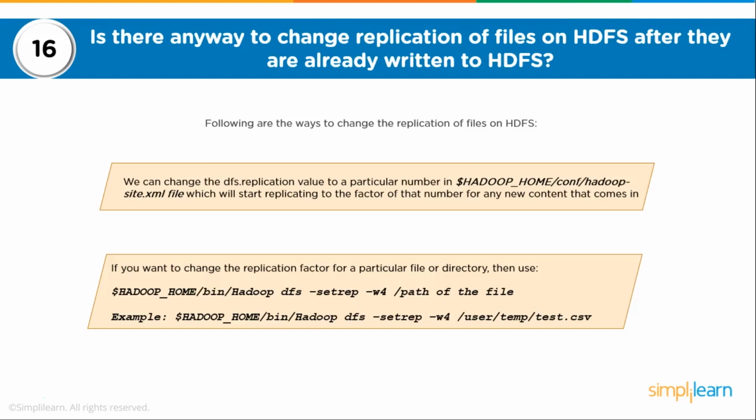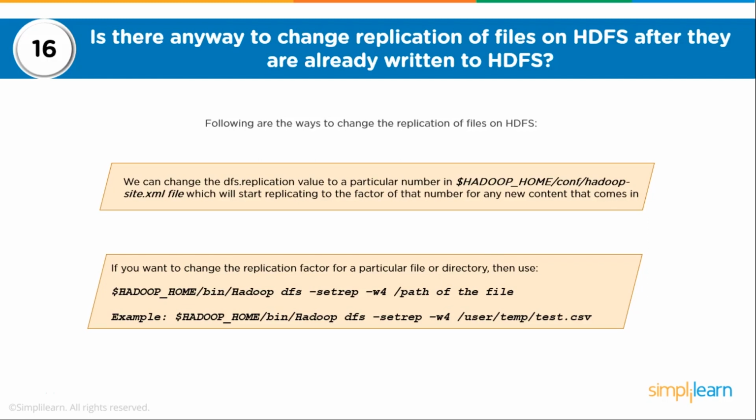Now, is there any way to change replication of files on HDFS after they are already written? And the answer is, of course, yes. So if you would want to set a replication factor at a cluster level, and if you have admin access, then you could edit your HDFS-site file, or you could say Hadoop-site file. And that would take care of replication factor being set at a cluster level. However, if you would want to change the replication after the data has been written, you could always use a setrep command. So setrep command is basically to change the replication after the data is written. You could also write the data with a different replication, and for that you could use a -D dfs.replication and give your replication factor when you're writing data to the cluster.